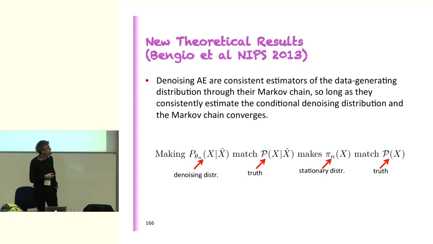The proof is much more general. And what the math tells us is that as we make our denoising autoencoder better in the sense that it approaches the true denoising distribution, in other words, the conditional distribution of the clean data given the corrupted data, then the stationary distribution of the Markov chain that is generated, as I explained, by going corrupt, denoise, corrupt, denoise, corrupt, denoise, approaches the data generating distribution. So that's the statement I was talking about earlier.